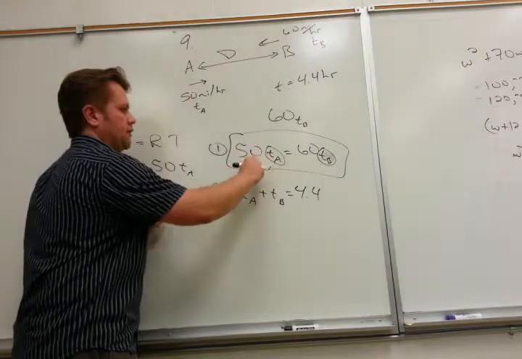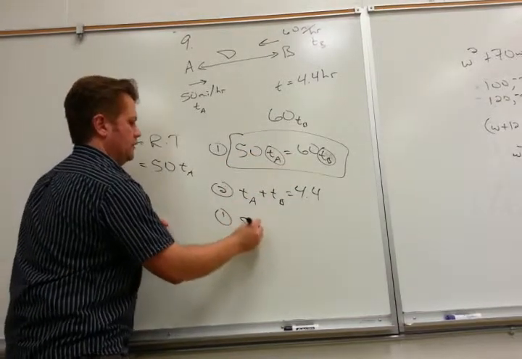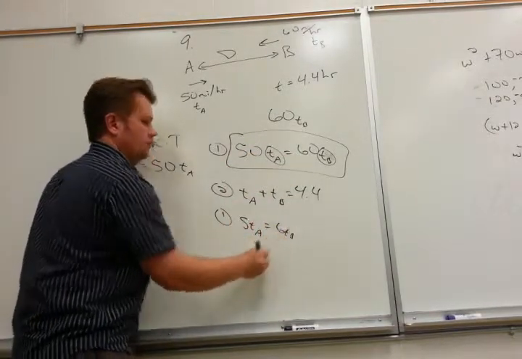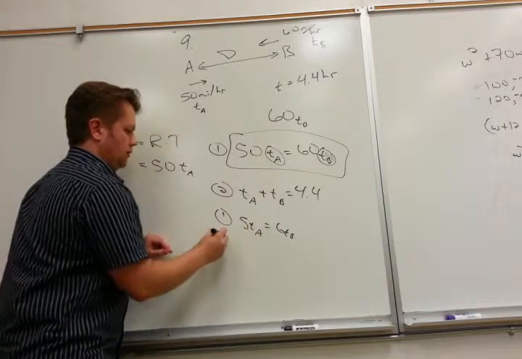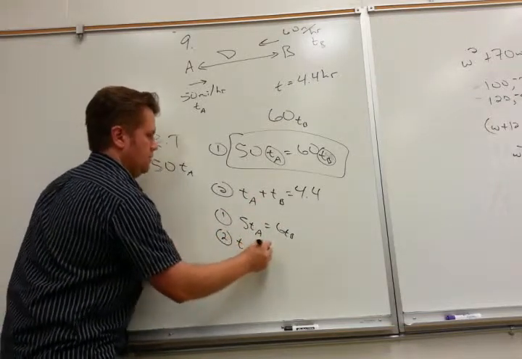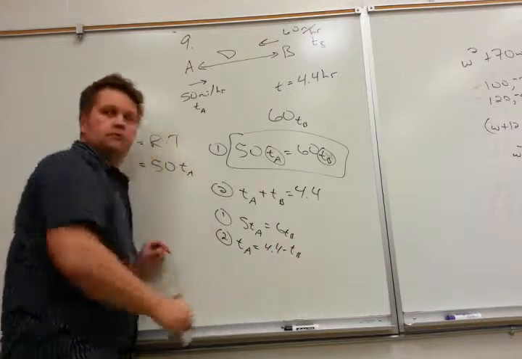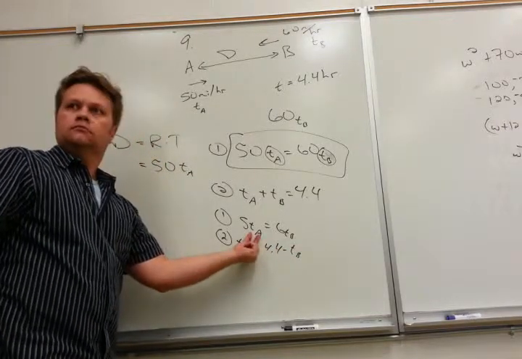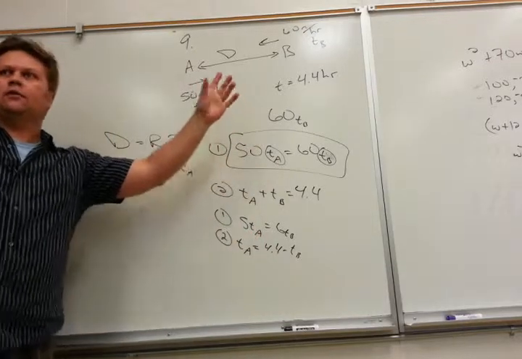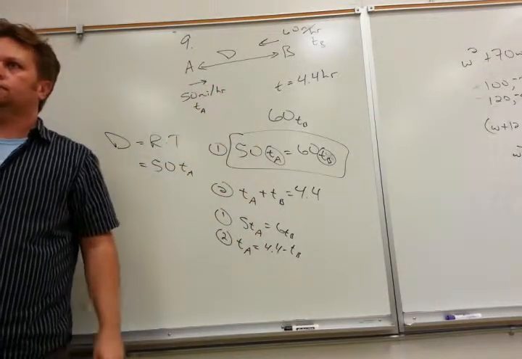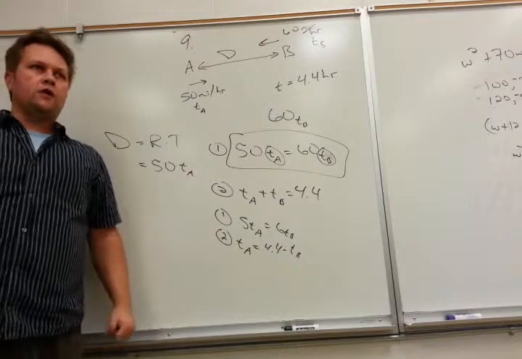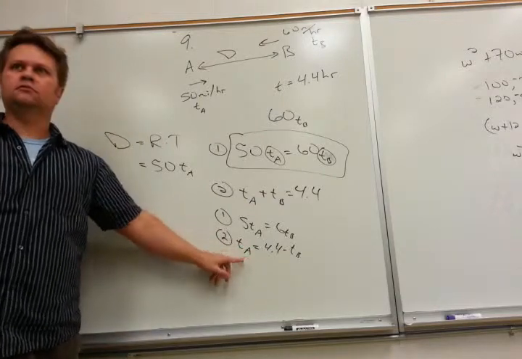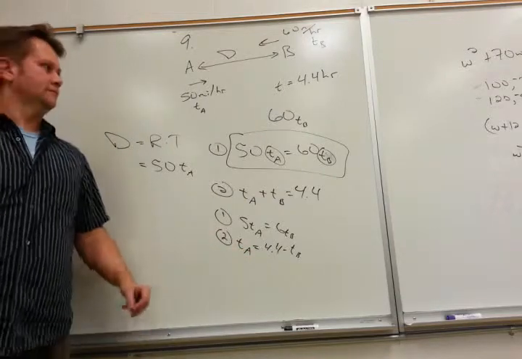So one thing I noticed, I can make 1 become 5 TA equals 6 TB. If you want to solve this one for TA, maybe, you get 4.4 minus TB. And now you plug that in there. And now you've only got TB in that equation, so you can solve. Sounds bad if your equation has TB, but we all know what we're talking about.